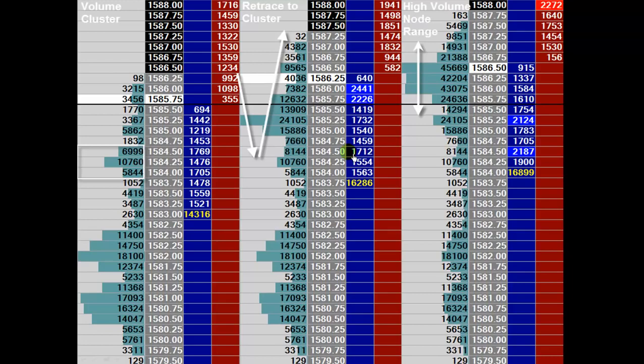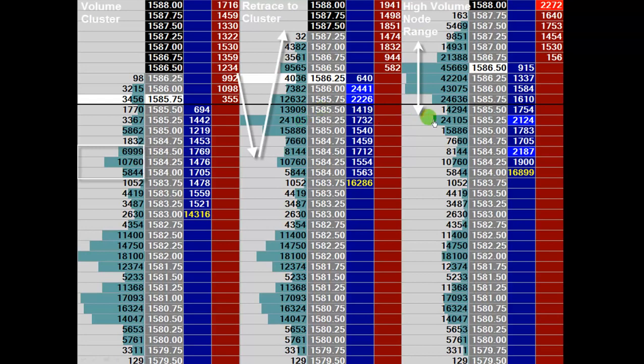Now, what's also interesting is that 85.25 is now our point of control for the day. The price with the most trades previously was 1582 with 18,100 contracts, and now we have 24,000 contracts at 85.25, and that basically is price acceptance. That is more people willing to do business at successively higher prices, and that is very bullish.